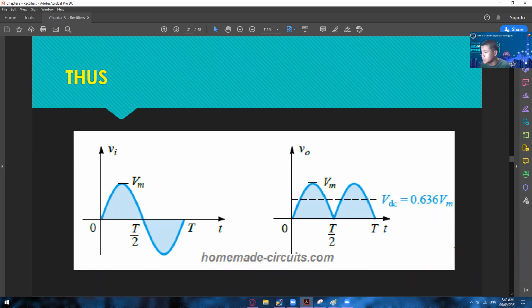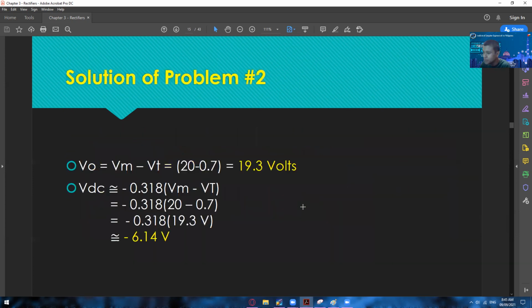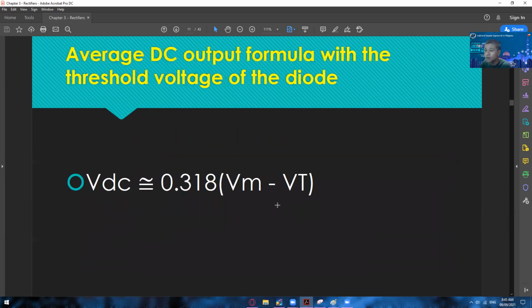The VDC of a full wave rectifier is 0.636 multiplied by VM if we have an ideal diode. If you take a look at the VDC of our half wave rectifier, it's just 0.318, but in full wave we have 0.636. In other words, just double the value of 0.318.